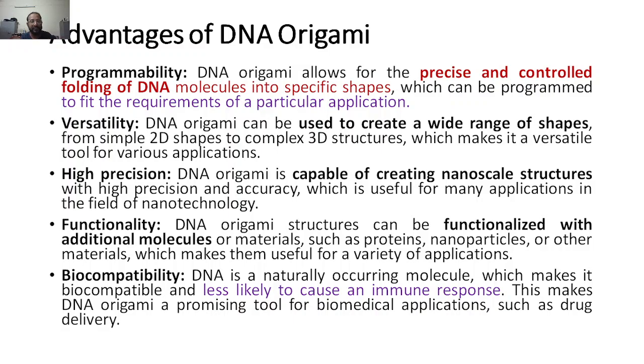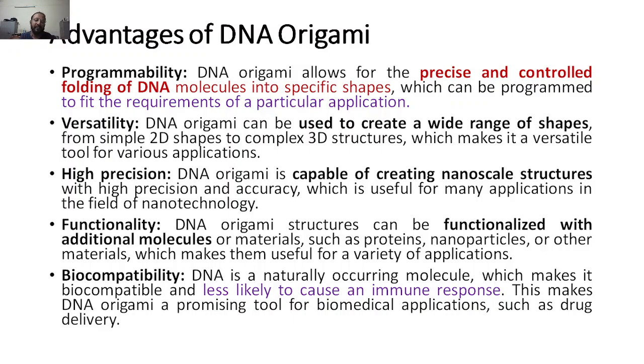Next, high precision, capable of creating nanoscale structures with high precision and accuracy, useful for many applications in the field of nanotechnology. Next, functionality. You can attach these DNA origami structures with different structures. Functionalization is nothing but attaching something so that it becomes more specific in function. You can attach additional molecules or materials, for example proteins, nanoparticles and other materials, which can make them very useful for a variety of applications.